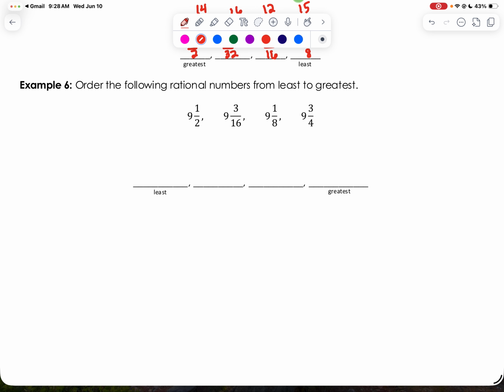All right, welcome back. I used a denominator of 16 for all these fractions. So on the first one, I said 2 goes into 16 8 times. So this is 9 and 8/16. The second fraction, I didn't need to do anything to, 9 and 3/16. The third fraction, 8 goes into 16 2 times. So this was 9 and 2/16. On my last one, 4 goes into 16 4 times, and 3 times 4 is 12. So this was 9 and 12/16.